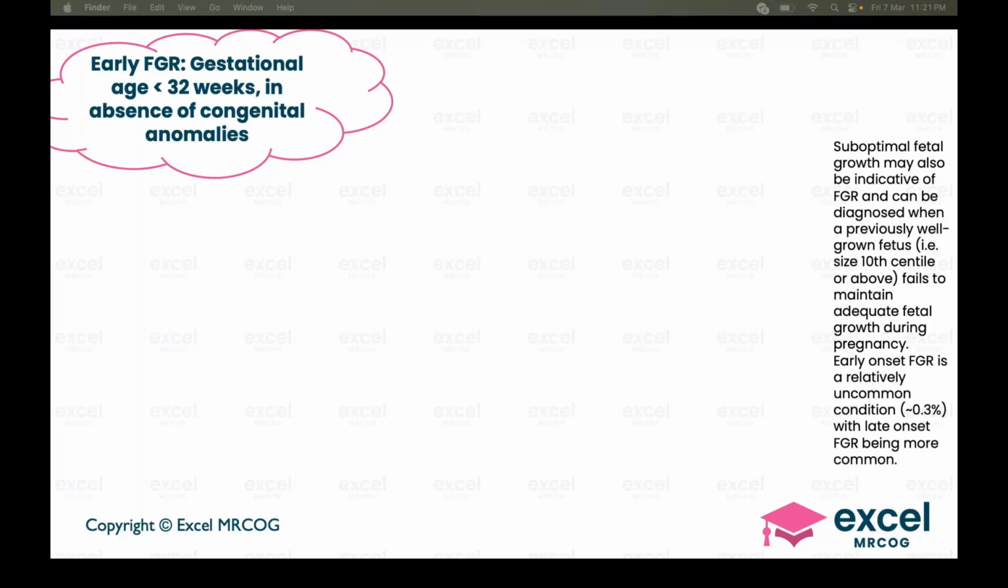Now, early FGR. Early FGR is also defined. What is early FGR? Early FGR is less than 32 weeks, in the absence of congenital anomalies.